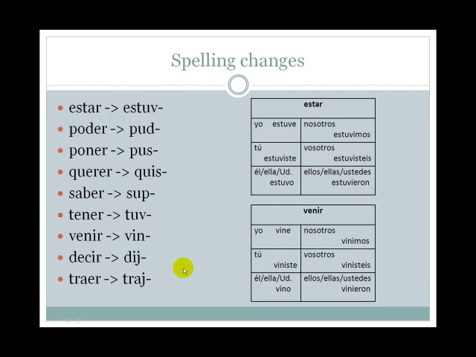One thing to keep in mind is that there is a slight difference with these last 2 verbs, decir and traer. Because those stems end with a J, we don't include the I in the ellos, ellas, ustedes. So you'll notice that sometimes. It's not a big thing that you have to make extra sure that you memorize, but that is the correct conjugation for those, is without the I in the ellos, ellas, ustedes. So it's dijeron and trajeron.